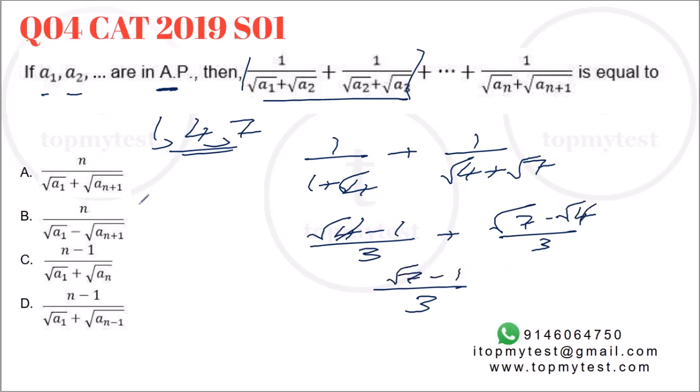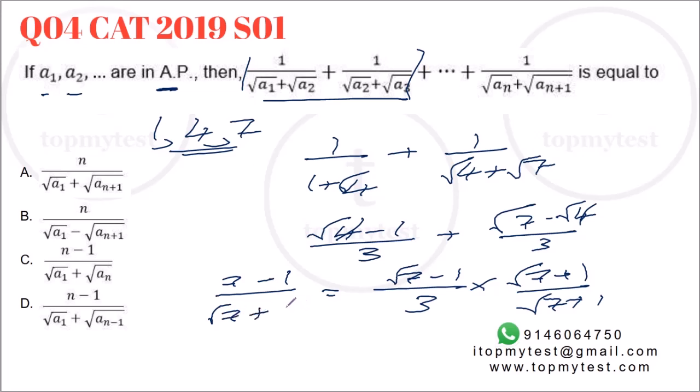Now, if you look at the options, the denominator is unrationalized, right? So we need to make it irrational again. So again, we'll repeat the same process. Root 7 plus 1 divided by root 7 plus 1. This will give me 7 minus 1 divided by root 7 plus 1 into 3. This will give me 2.